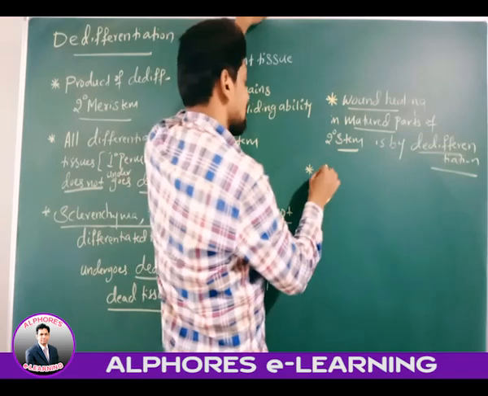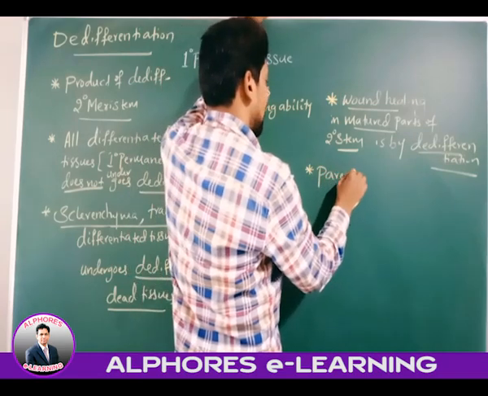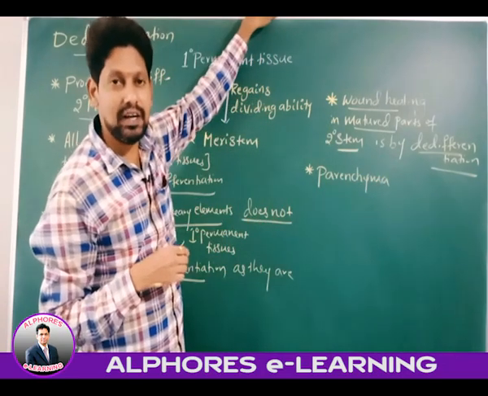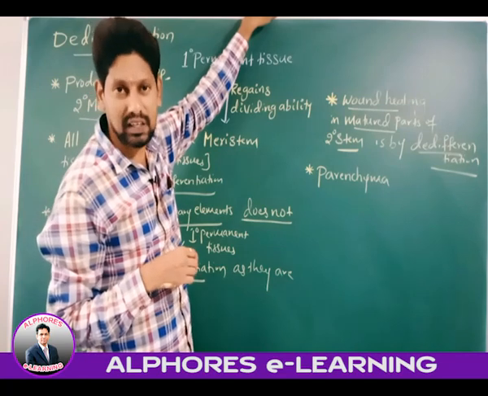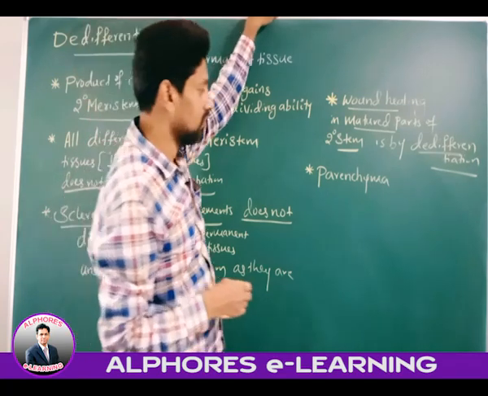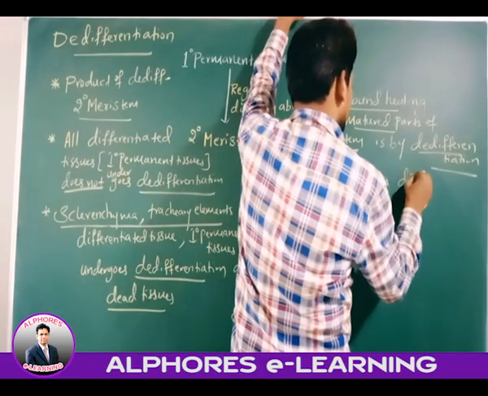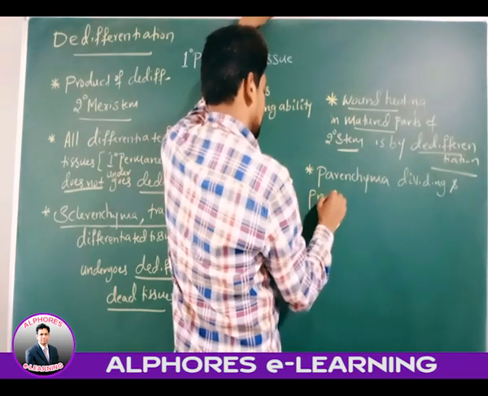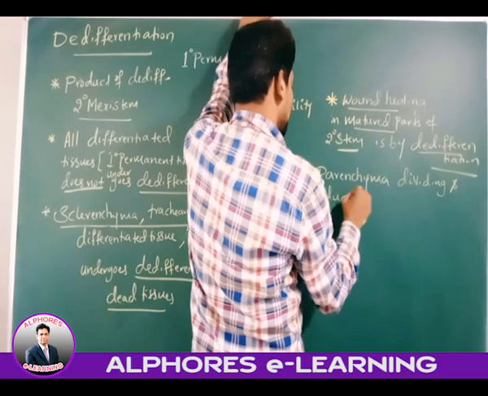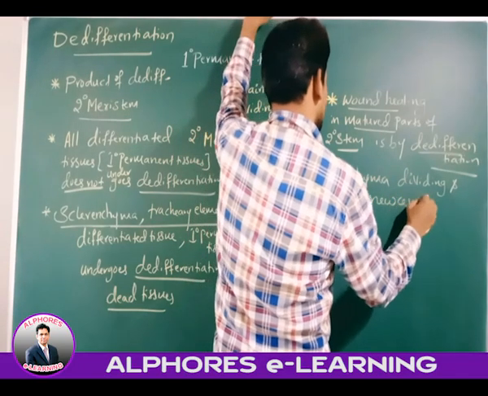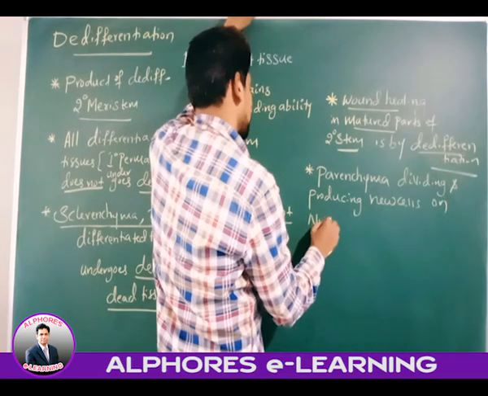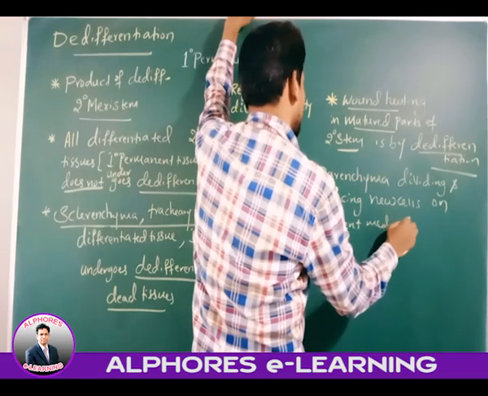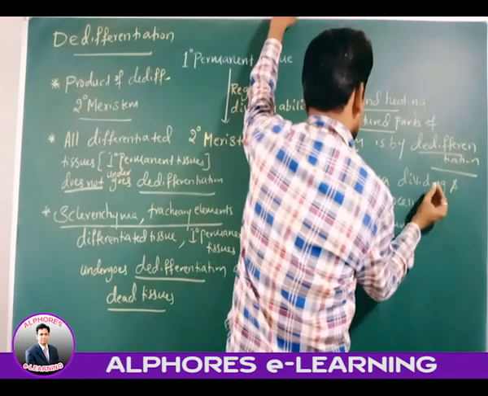Now listen here. Take parenchyma. Parenchyma divides and produces new cells on nutrient medium during tissue culture. Parenchyma is dividing and producing new cells on a nutrient medium during tissue culture.